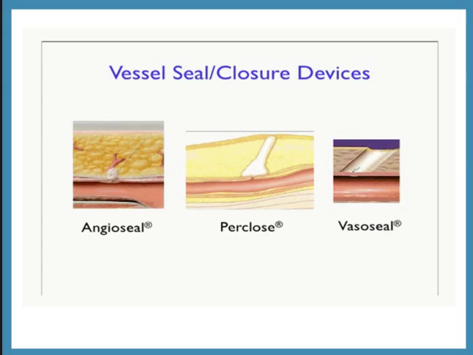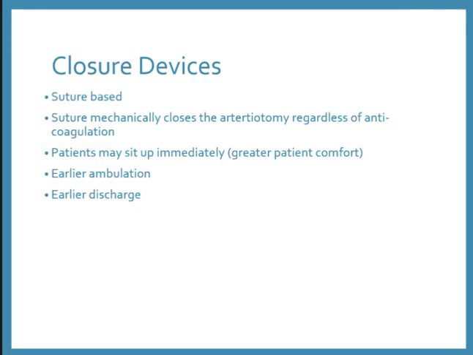Here's a couple of pictures. There's the Angio-Seal, which is like a little plug, Vasoseal, a little collagen plug. Perclose is suture-based. And then you have your Starclose, which is like a little plug of nickel that they'll put in the artery to achieve the hemostasis. But typically these patients can walk in as little as an hour after having that closure device put in. And again, your closure devices can be suture-based and allow for earlier ambulation and discharge.